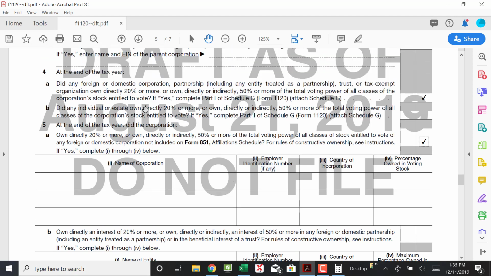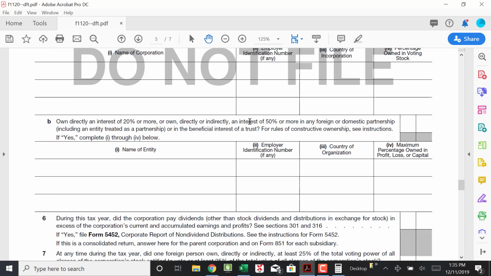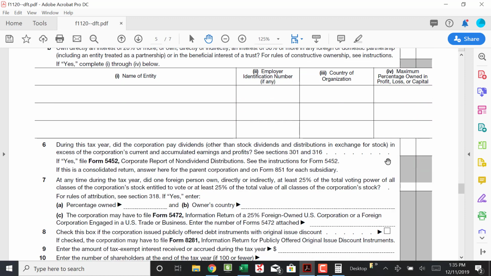And did an individual own 20% or more? Yes. And normally we would attach the Schedule G, but I told you you could skip it. Because one of their shareholders owned 60% and the other 40%, you would disclose them both. They both individually directly own 20% or more. So you would disclose on Schedule G their information. Okay. Keep going. They did not pay dividends in excess of accumulated earnings and profits.